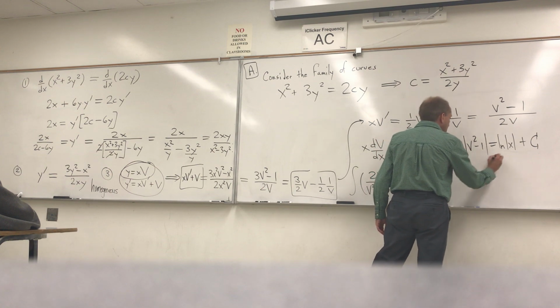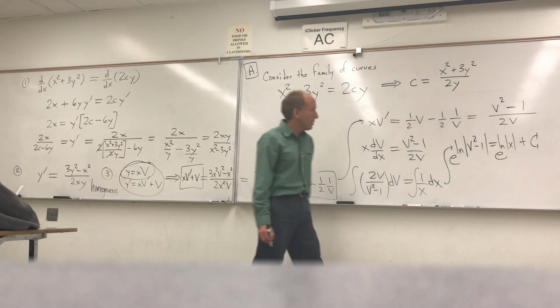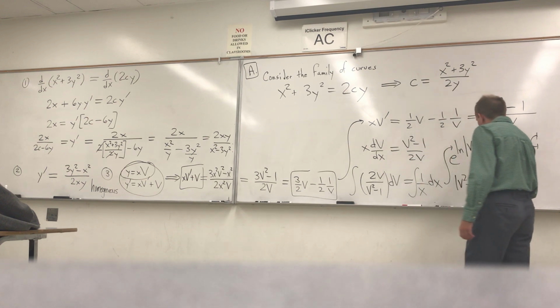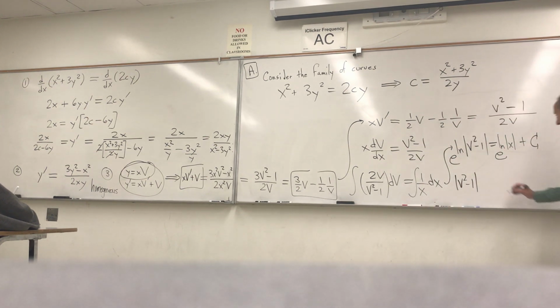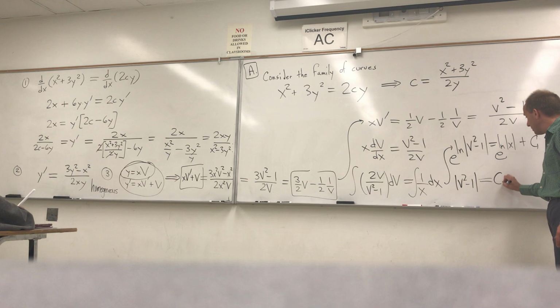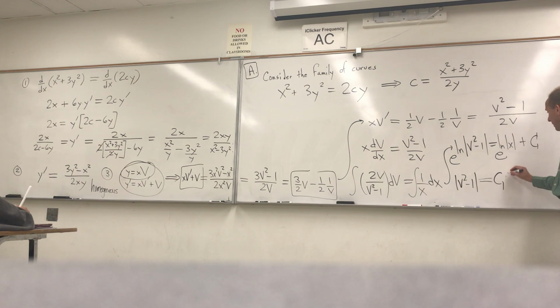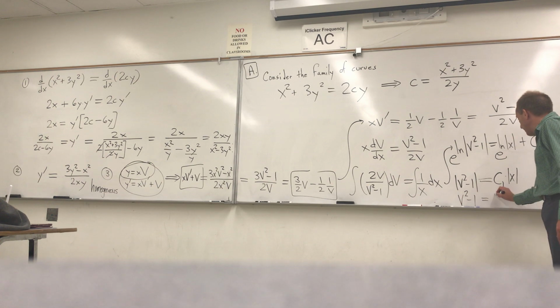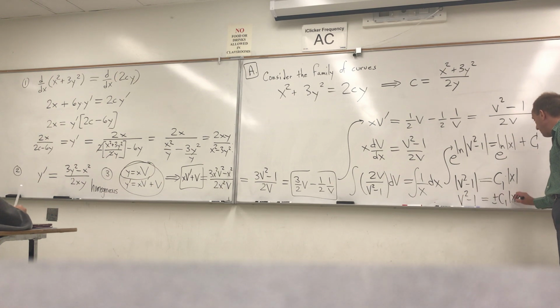But let me just exponentiate this on both sides, right? So e to the ln of whatever just gives you whatever, okay? And then on the other side of the equation, be careful. This plus sign is going to turn into a multiplication. E to the c becomes c1, and e to the ln absolute x just becomes absolute x. Okay, I can remove the absolute value signs from both sides of the equation if I'm willing to pay the price of a plus or minus.